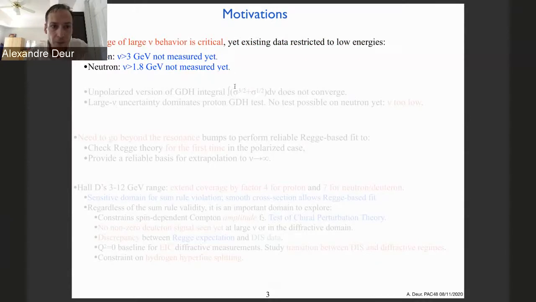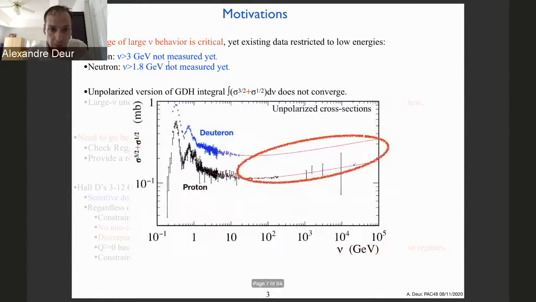So the motivation for the proposal is, as I said, the large energy behavior of the integrand is critical for the sum rule, but there's no large energy data. And it's instructive to look at the unpolarized version of the GDH integral, which involves the sum of the polarized cross-sections rather than the difference, to see why large energy measurements are important. You can see here the measurement of the sum of the cross-sections for the proton in black, and for the deuteron in blue. And you can see that if the measurement had been restricted to a few GeV, there would have been no hint that there's a problem with the convergence of the sum rule. The integral would have appeared to converge fine.